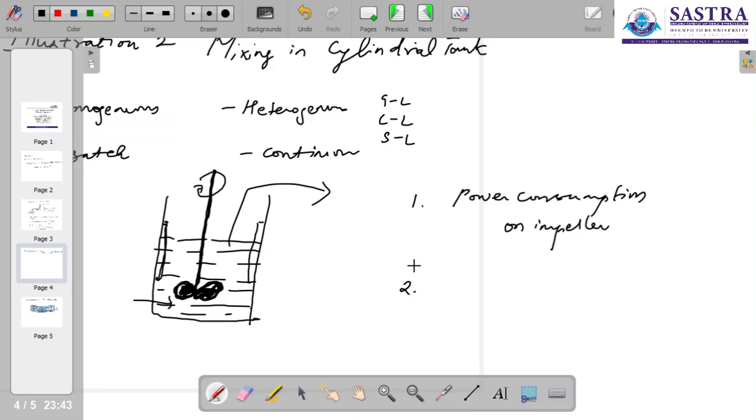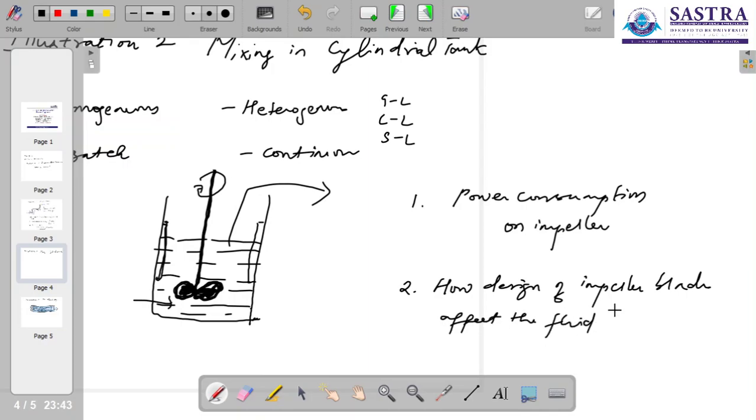And the second question could be how the design of blades, impeller blades I mean here, affects the fluid motion in the vessel. So that means why do you have this kind of blade? What if you have a different kind of blade? How many blades should you have? What is the relation between the blade shape, the number of blades, the thickness of the blades with respect to the motion that is going to be induced here? So this could be another question. Let's not try to find out how to answer these questions.